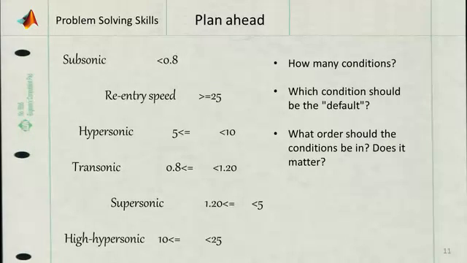Which condition should be the default? What order should the conditions be in? Notice I've scrambled all of them. Which one should come first? Does it matter? There are 6 conditions right here. There are 2 options for the default. So how do we tell MATLAB we want from negative infinity to 0.8 and from 25 to positive infinity? Those are 2 options. There is definitely an order to respect to make your coding easier.